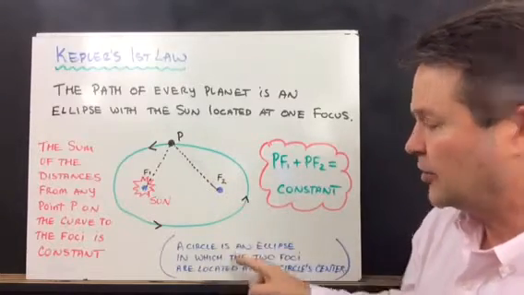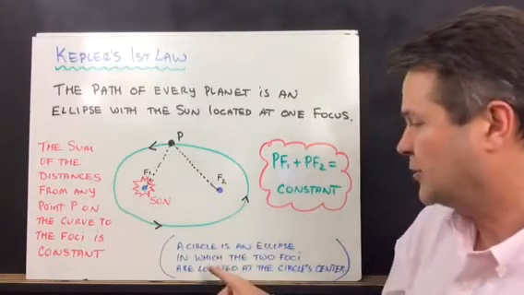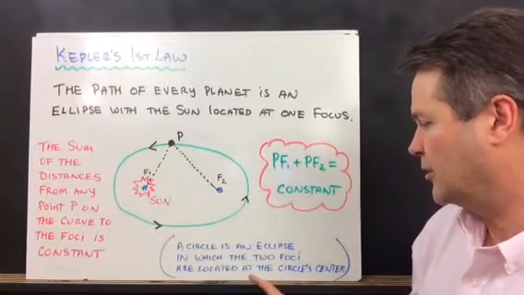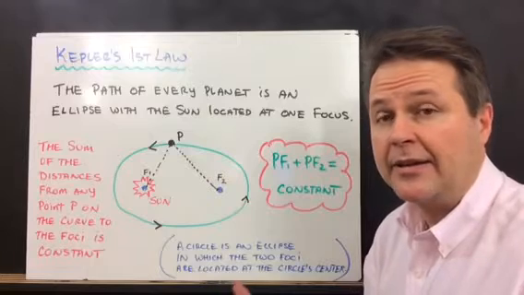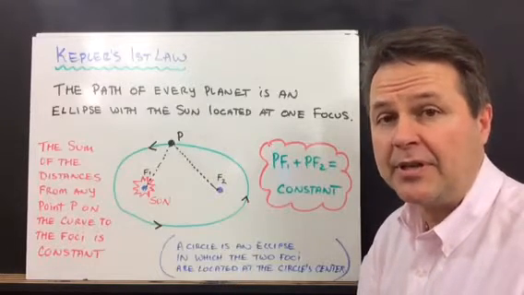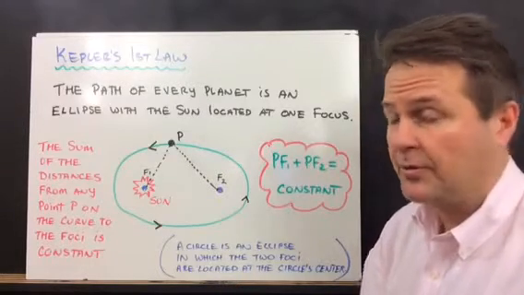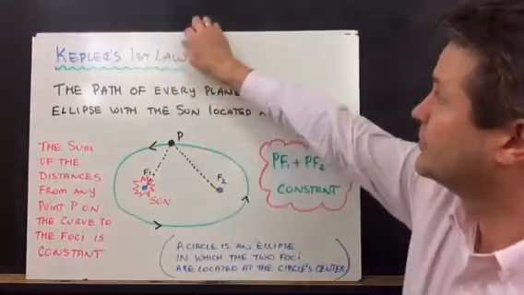Now, a circle is a type of ellipse. A circle is an ellipse in which the 2 foci are located at the circle's center. So an orbit for a planet can be close to being circular also, and the same would apply.